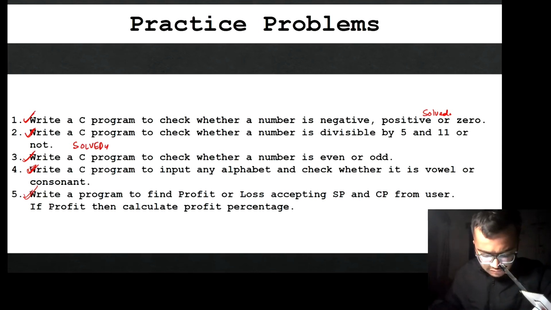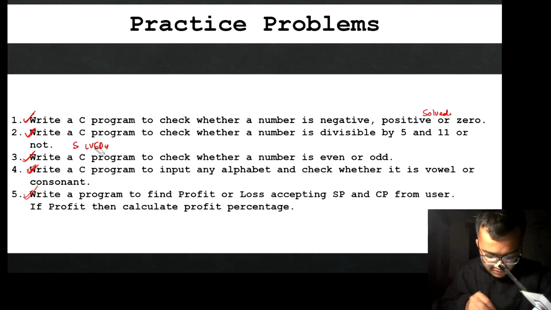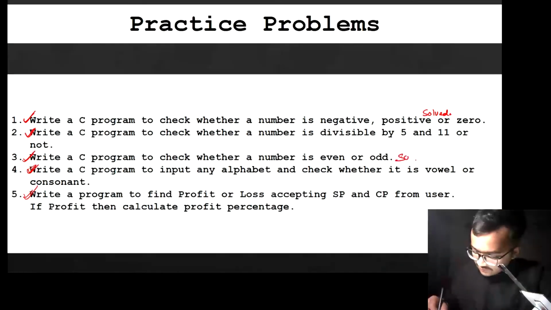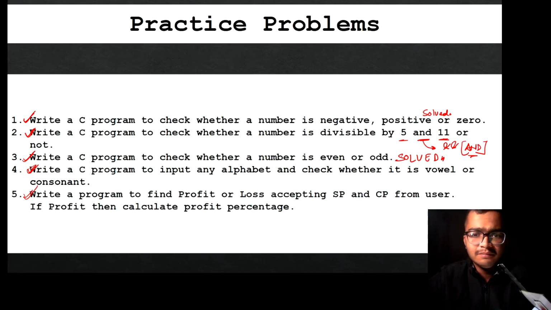Okay, so the third question comes that write a C program to check whether a number is even or not. So I'm sorry, I made a mistake. I solved this one, I skipped the number 2 by mistake. So we have to check whether a number is divisible by 5 and 11 or not. So see here, given 5 and 11, so indirectly we can understand that we have to use ampersand, which is the logical AND. We have to check if both 5 and 11. So let's see if a number is divisible by both 5 and 11.